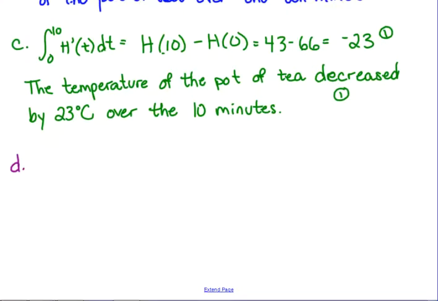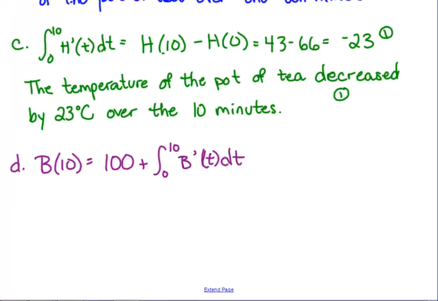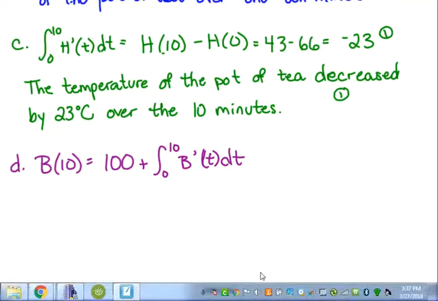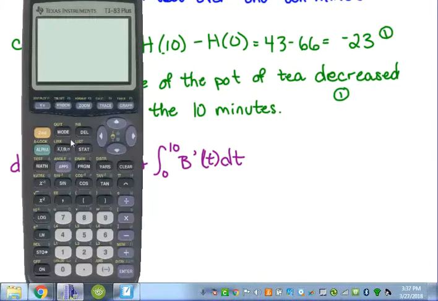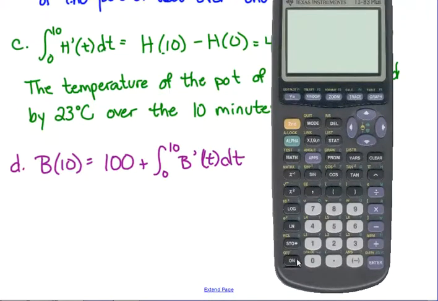So let's find the temperature of the biscuits at time 10. Well, that would be equal to its initial temperature, and that's not a negative 100, I accidentally just did it. It started at 100 degrees, plus we have to add the integral of the rate over the time, from time equals 0 when it's 100 degrees Celsius to time 10. And we're going to use our calculator to work that out.